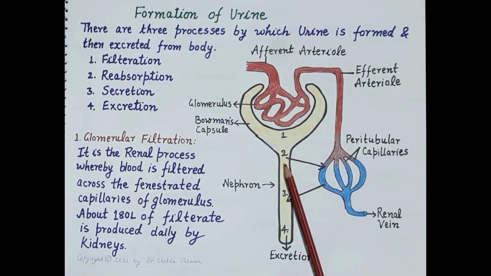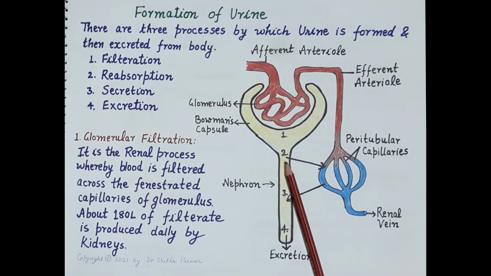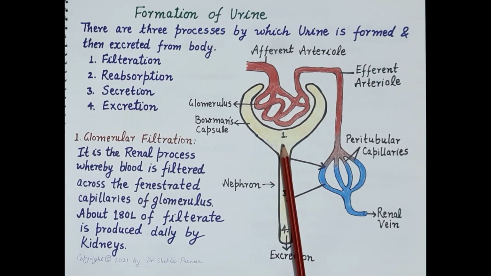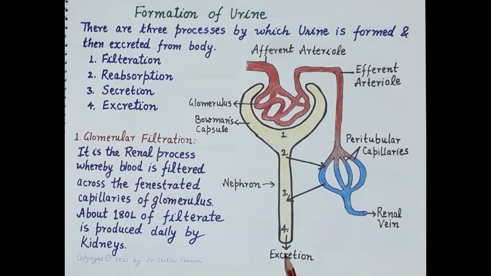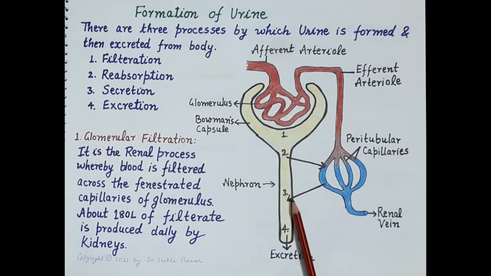The second step of urine formation is selective reabsorption. As we have discussed, about 180 liters of the filtrate is produced by both the kidneys per day, whereas the volume of urine that is excreted is only 1 to 1.5 liters per day. So, this shows that most of the filtrate is reabsorbed from the tubule into the blood.